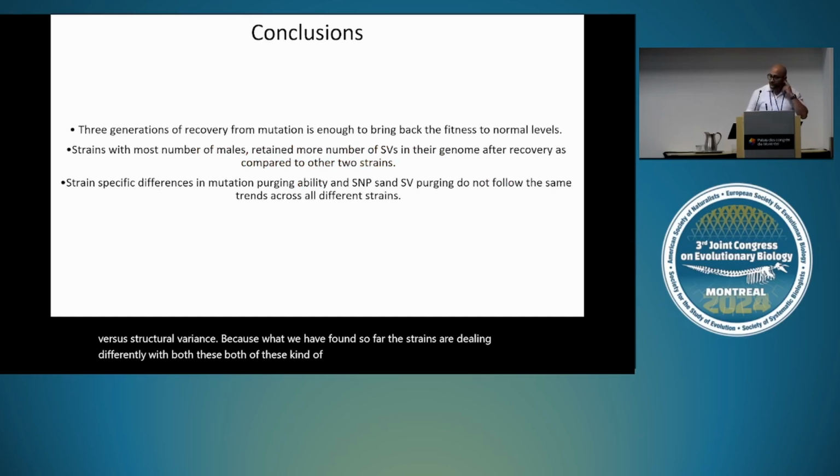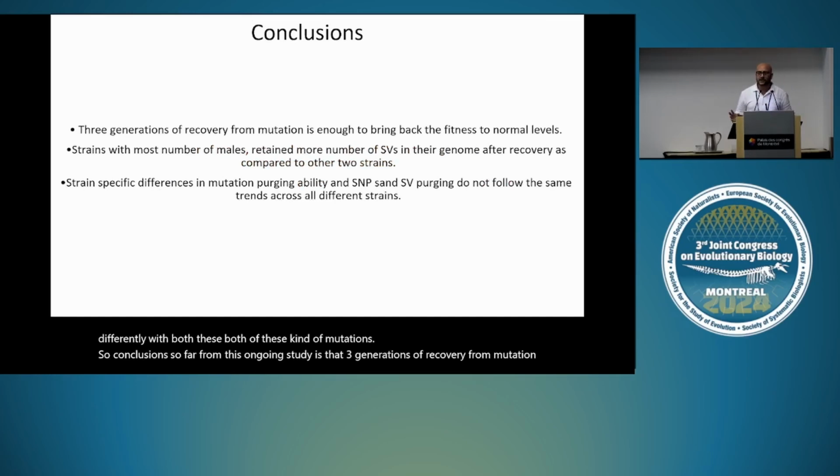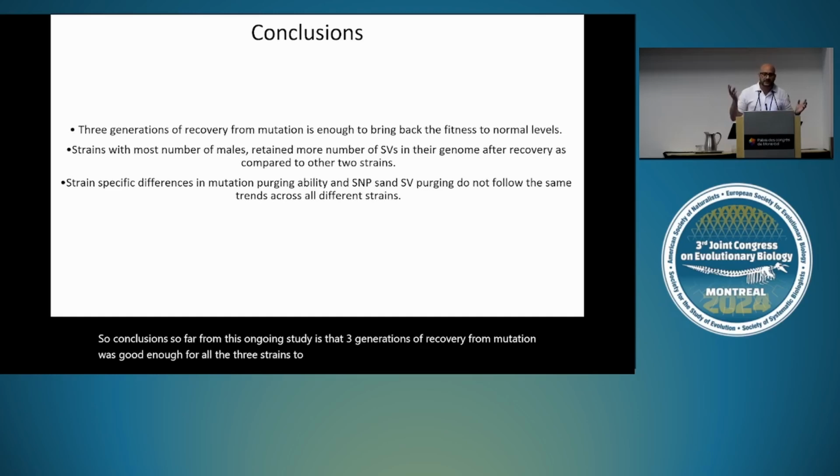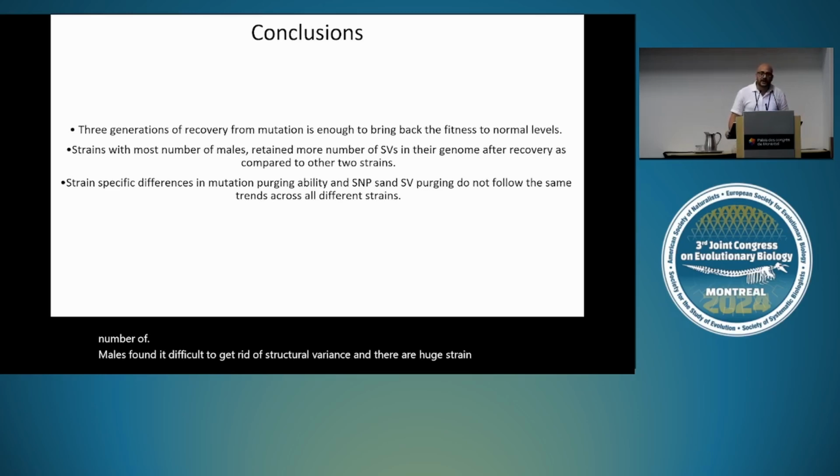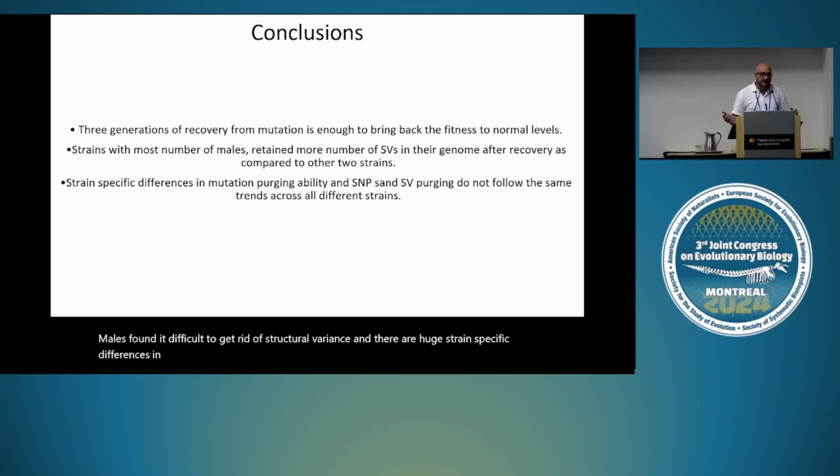So the conclusions so far from this ongoing study are that 3 generations of recovery from mutation was good enough for all the 3 strains to get back their fitness level to what the ancestors had, irrespective of the inherent male frequencies that they have. Strains with the most males found it difficult to get rid of structural variants, and there are huge strain-specific differences in how these strains are dealing with SNPs versus structural variants. And probably the mutational theory that an increase in outcrossing reduces the mutational load might not be true if we consider structural variants as well, in addition to SNPs.